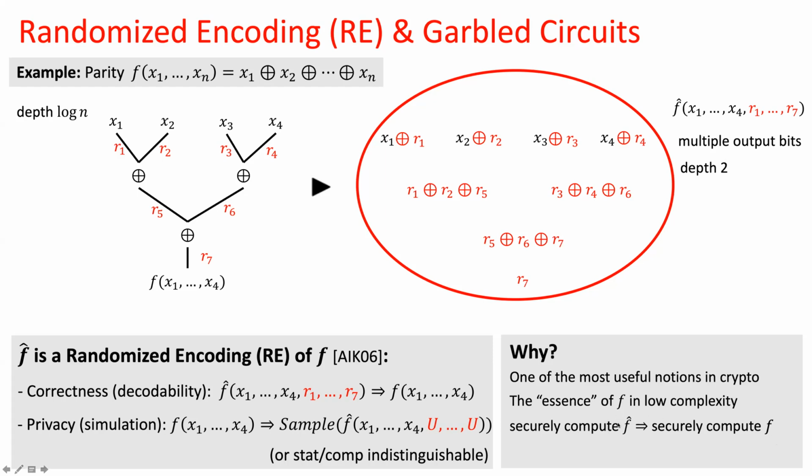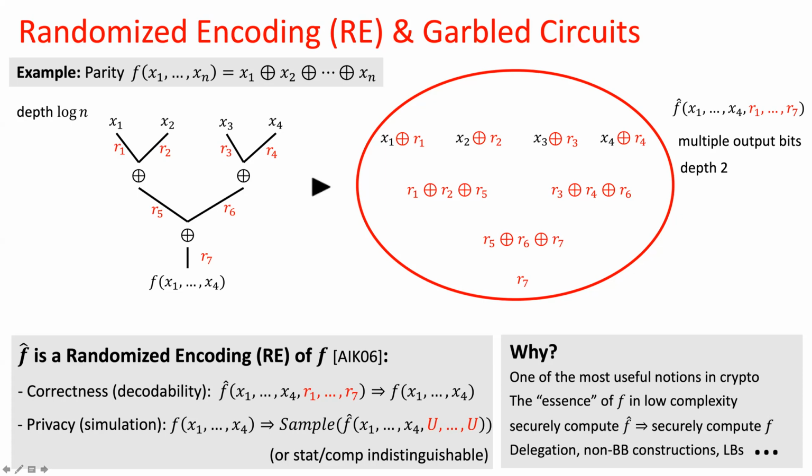This is because if I computed F hat, then I can apply the decoding and obtain the output of the original F. But on the other hand, the security was not harmed in any way because just getting the output of the randomized encoding does not give me any additional information other than the output of F itself. And randomized encodings are very useful in many other contexts in cryptography and also in complexity theory. Unfortunately, I don't have time to go over it in more detail.